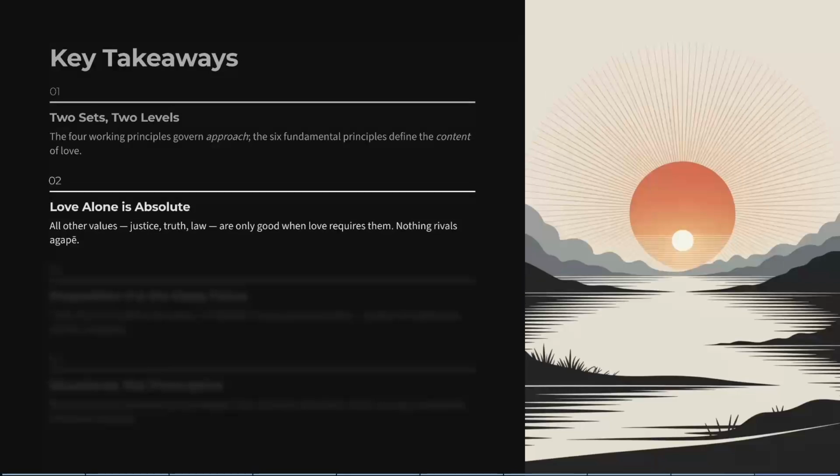Second, love alone is absolute. Everything else, truth, justice, law, scripture, is only good when love requires it. Nothing rivals agapē as an intrinsic good. Everything else is instrumental.